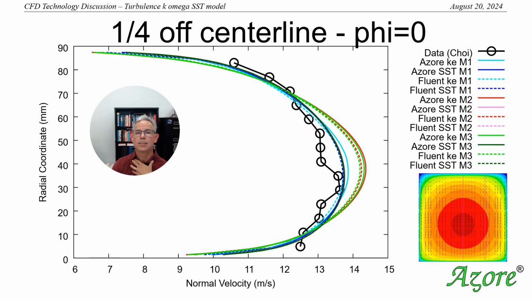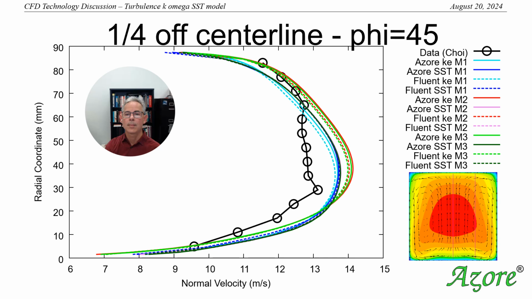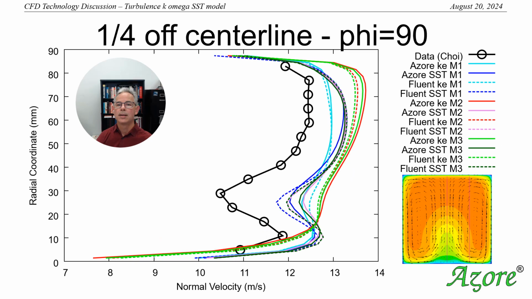Now we're going to look again at this same test data, but we're going to be looking at this line right here of the test data. It follows the same theme. We're still looking at the primary velocity field and the normal to each one of these planes, and it follows the same trend. Here we are at angle 45, and then angle 90.